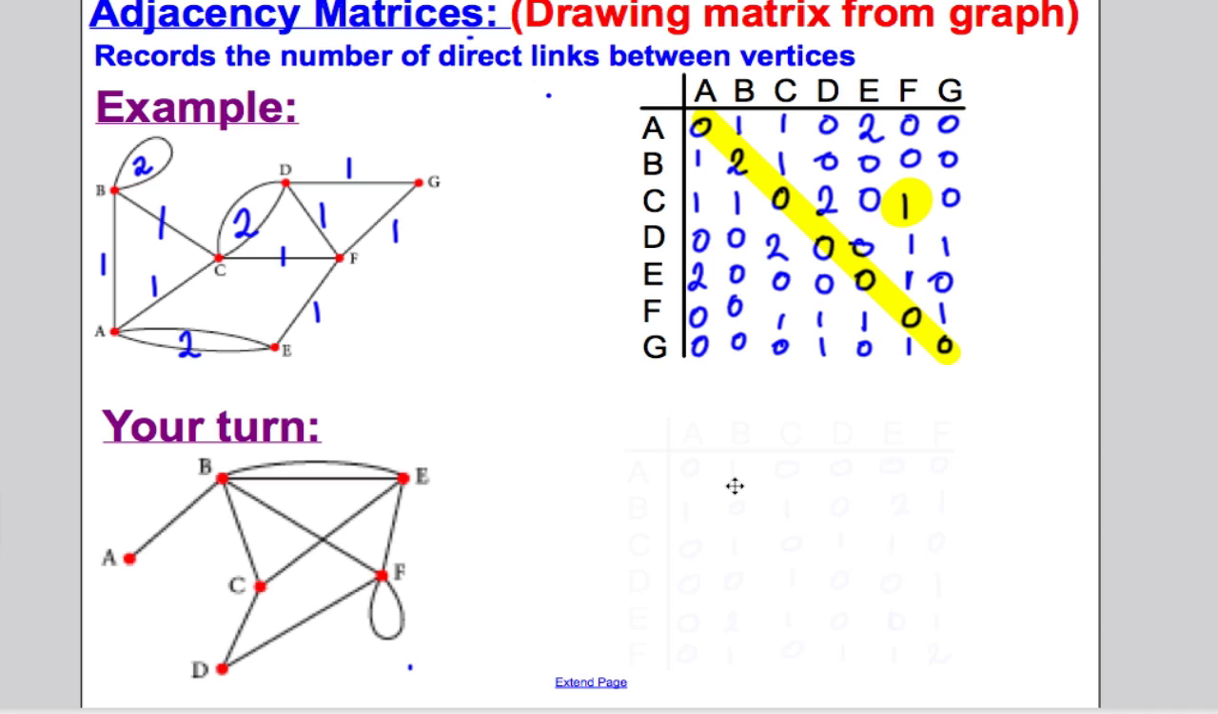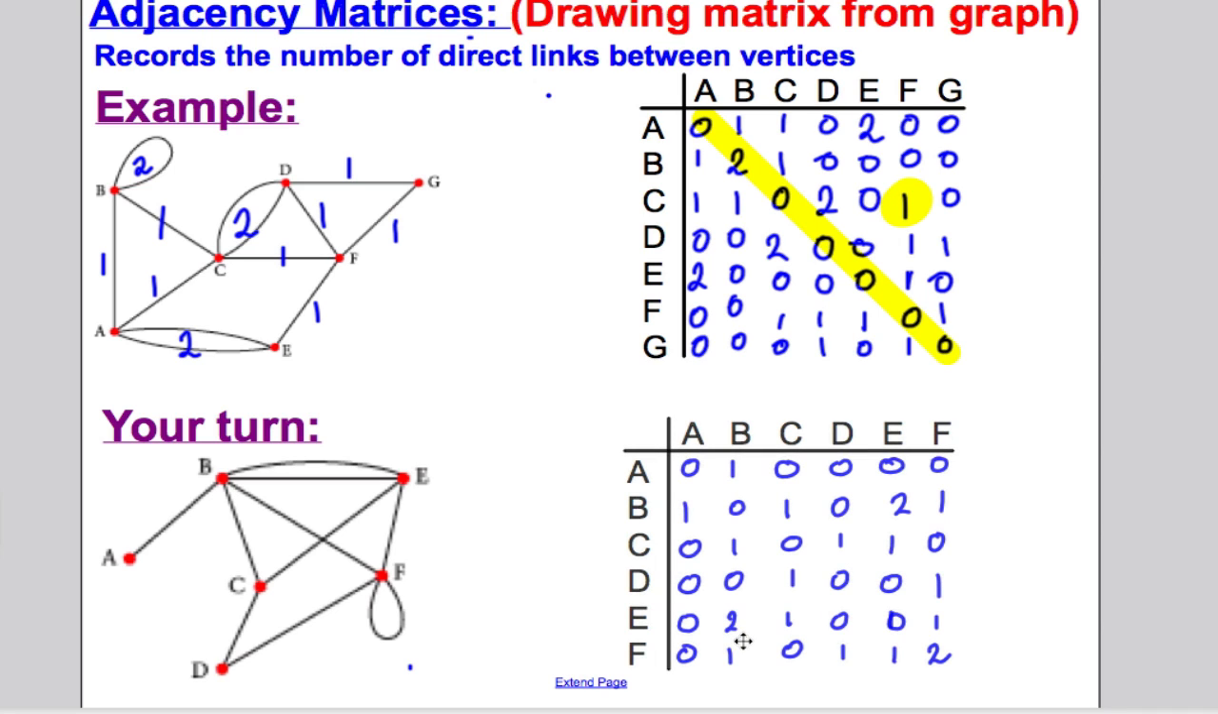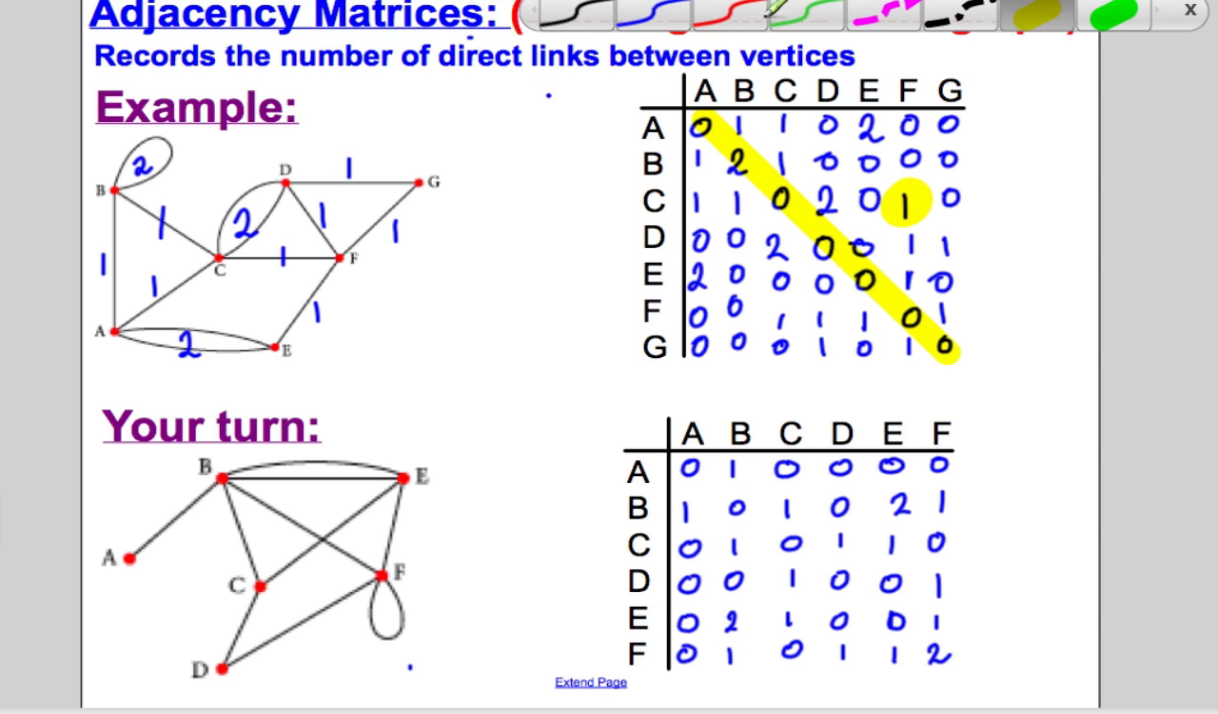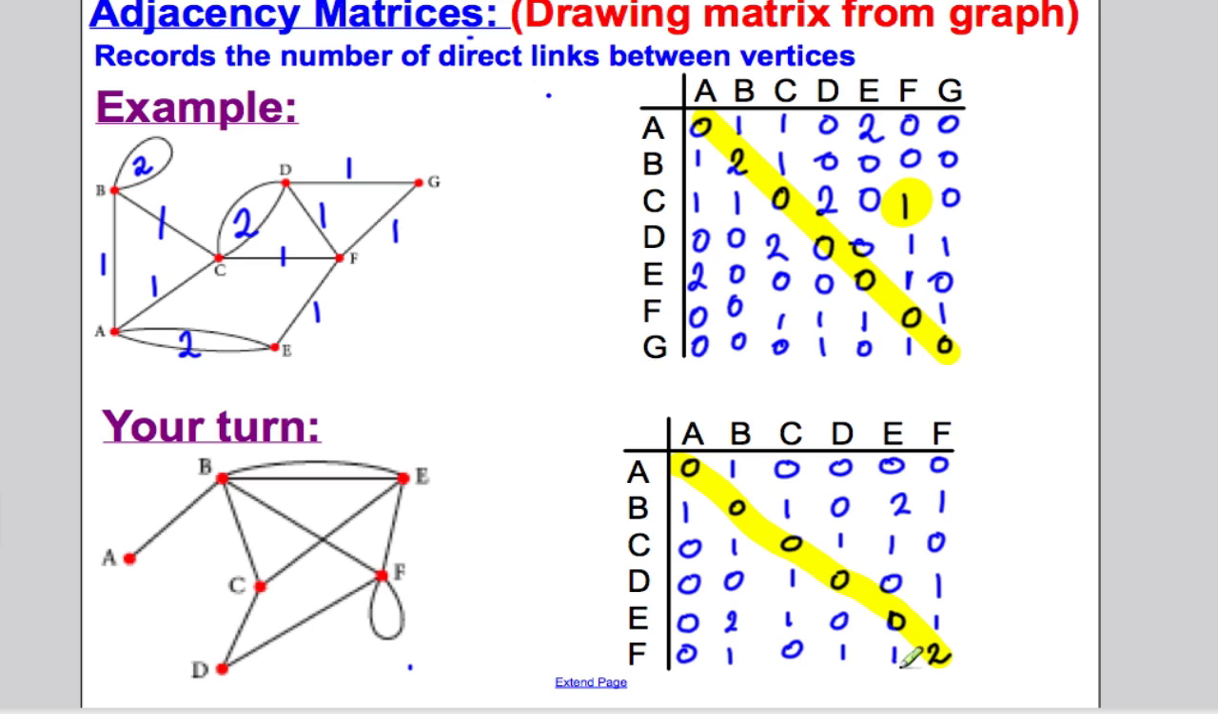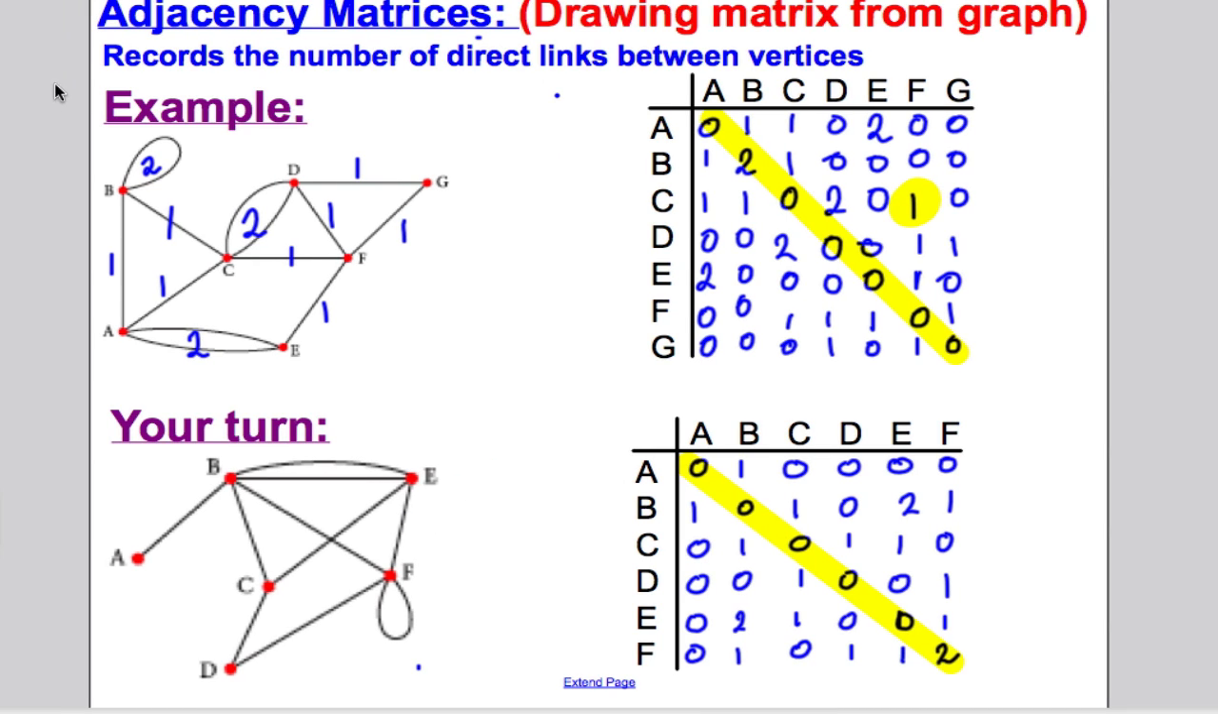And here was my adjacency matrix for this here. I got the following. So do make sure you got the same answer as I got there. And as in the case before, it was symmetrical about that line there because direction didn't matter. It was not a digraph. Okay, and I'd like to move on now. Let's move on to the next thing we need to talk about.